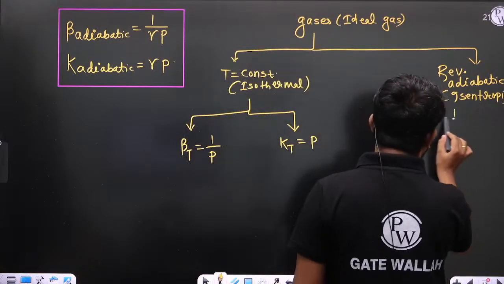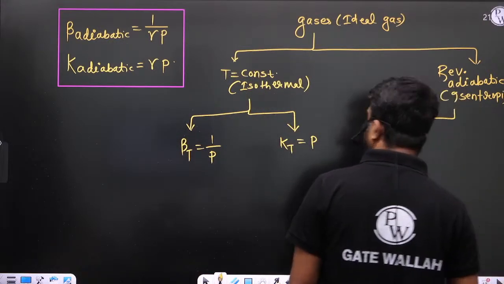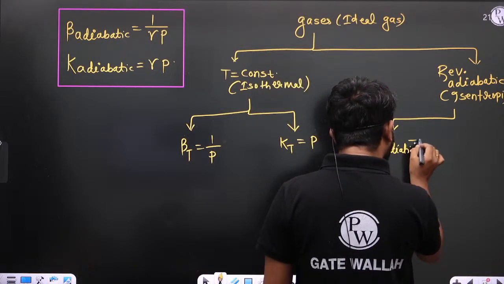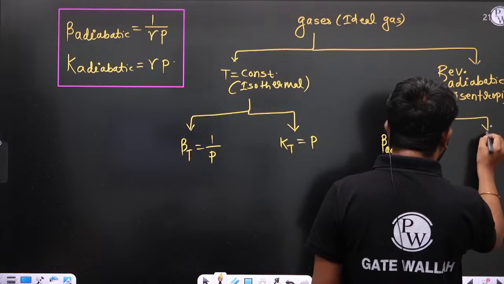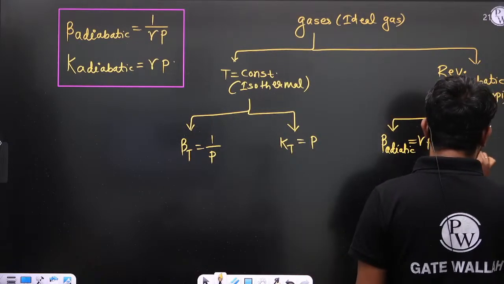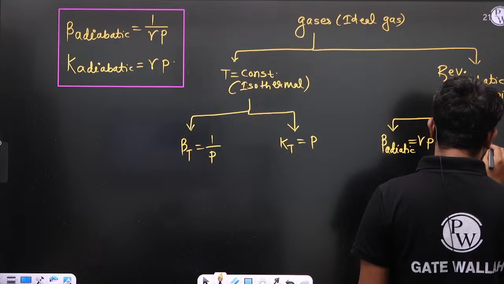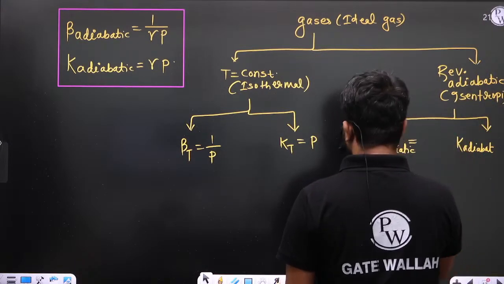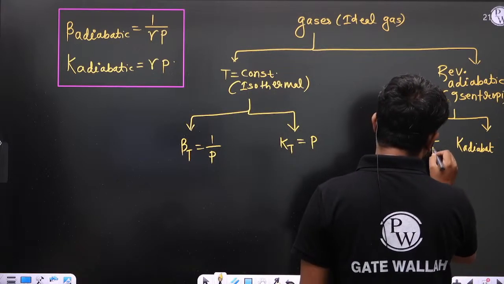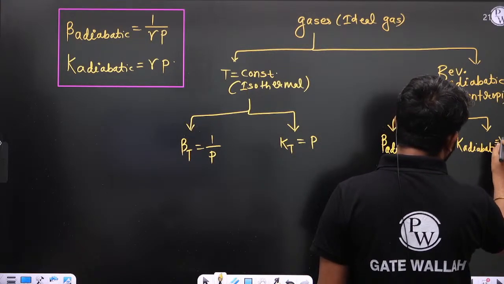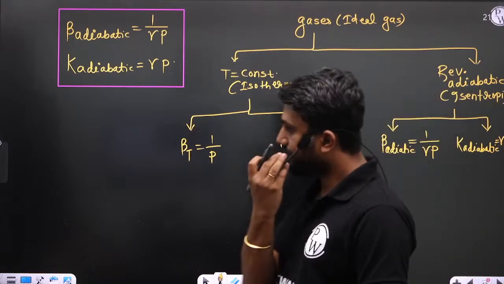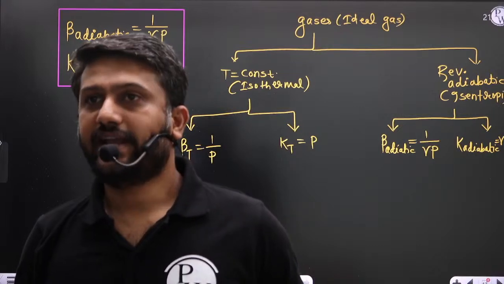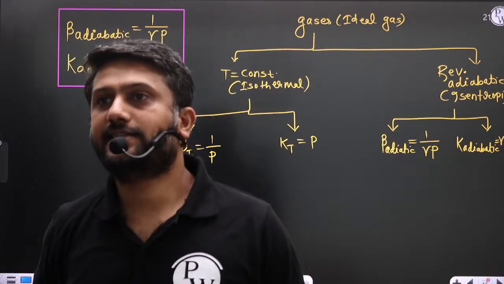Now, if I'm talking about the reversible adiabatic process, what is beta? That is 1 upon gamma P. And K adiabatic is the reciprocal of this, which is equal to gamma P. Is it fine? Is it okay?